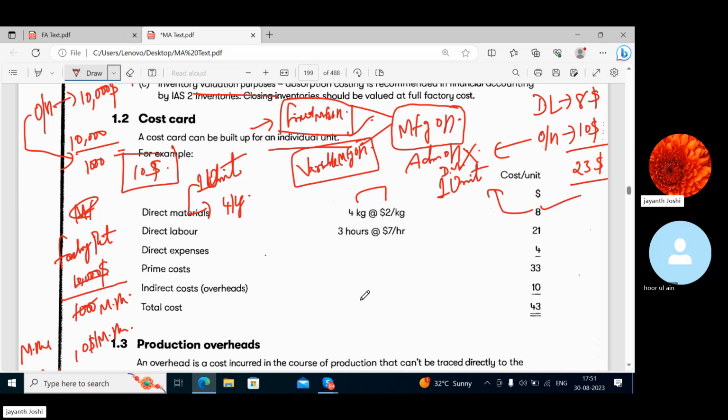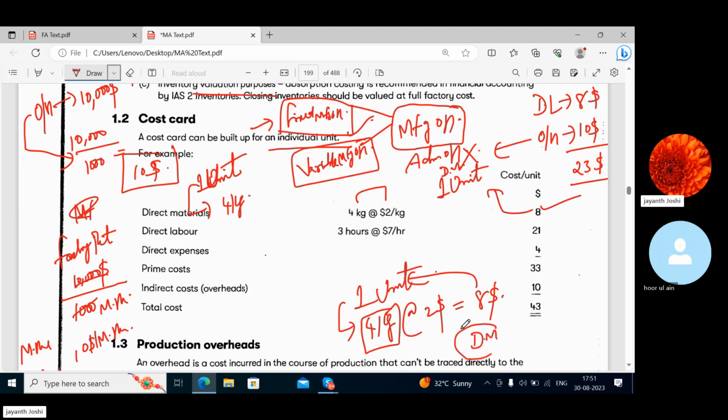Again, I'll keep it at 1 unit. I want 4 kgs of material. Each kg is available at the rate of $2. So totally $8 is what I'll be spending for 4 kgs of material, and that would be the cost of 1 unit of product with respect to direct material. So for making 1 unit of product, the material cost is $8, right?